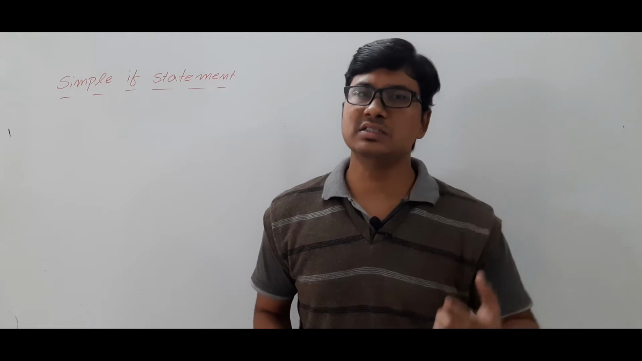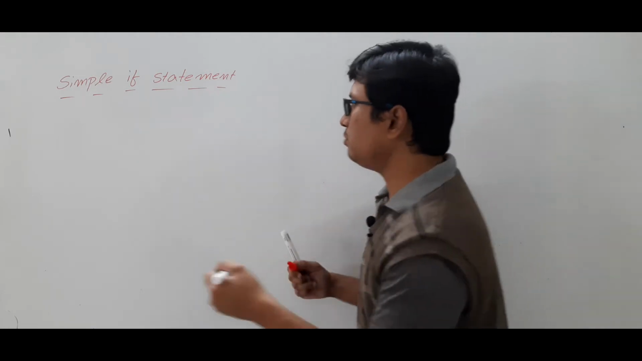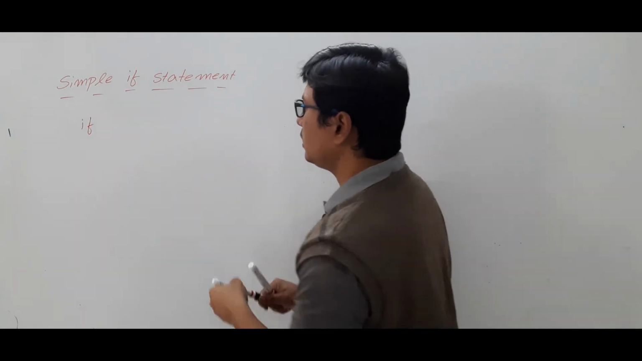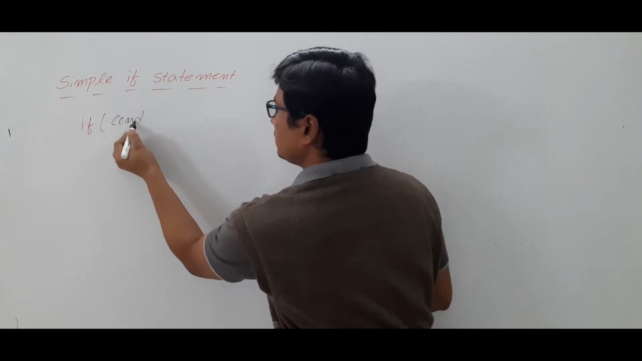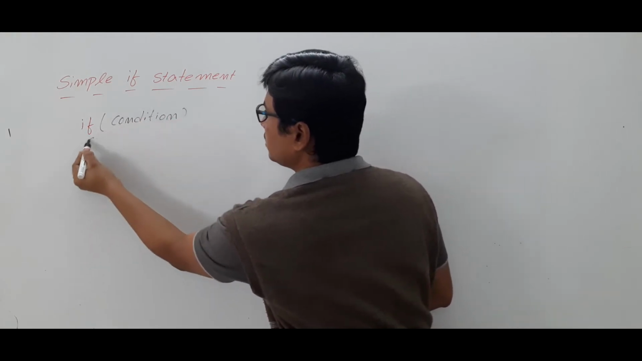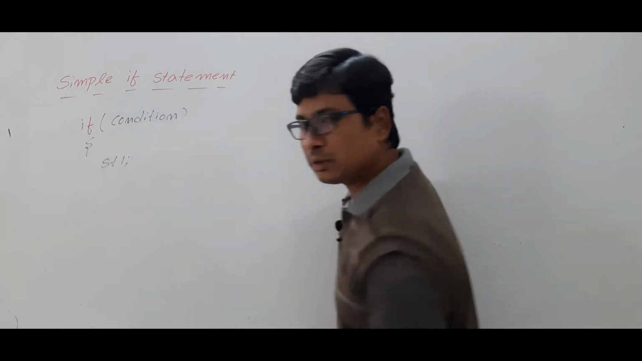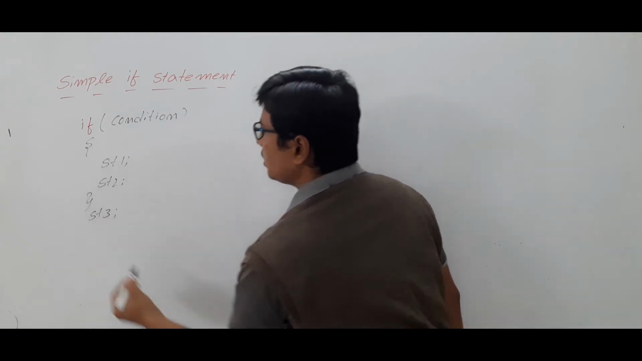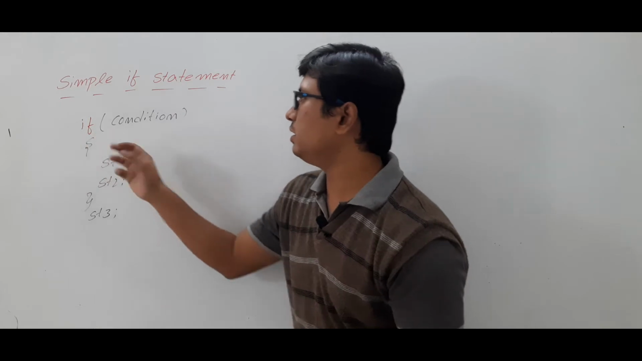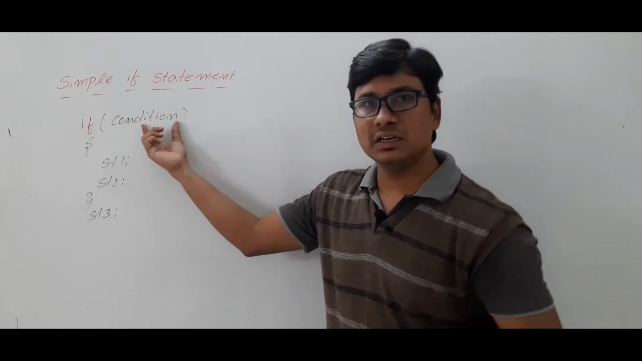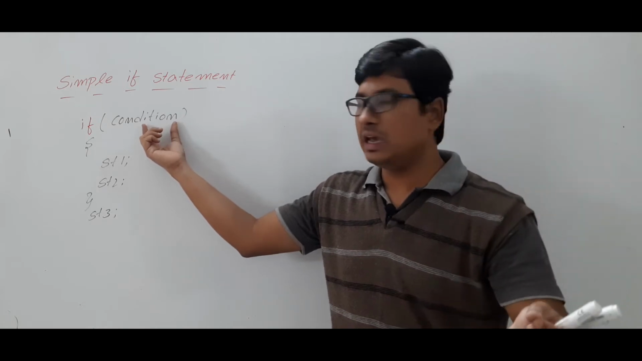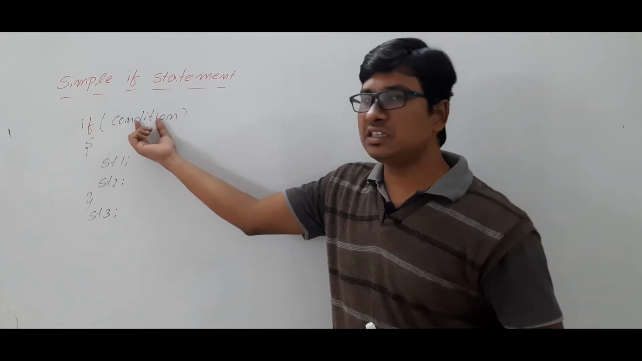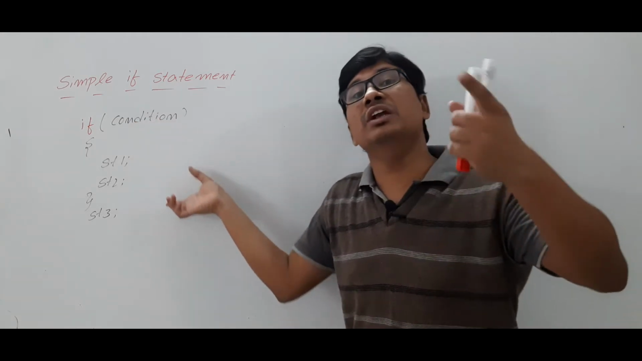First, let me discuss the syntax of the simple if. You will use a keyword called if. If is a keyword, and then you will have a condition, and then you have certain statements. Suppose statement 1 is there, statement 2 is there, and then you have statement 3. Now the condition can produce the output as true or false. If the condition is true, the statements in the if block will be executed. If the condition is false, the statements in the if block will not be executed.